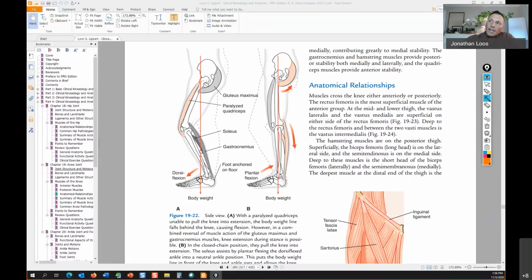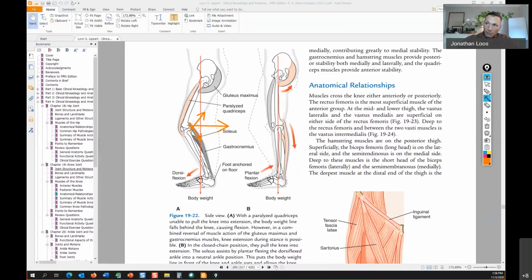If the foot was able to move in knee flexion, the foot would be moving back this way, and the gastroc would be pulling, and the hamstring would be pulling, and you'd do knee flexion. But if your foot is anchored to the ground in a closed chain and it can't move, what ends up happening is that these muscles are still pulling. The gastroc is still pulling this way, and the hamstring is pulling this way. And hopefully you can see that the resultant force actually comes backwards.